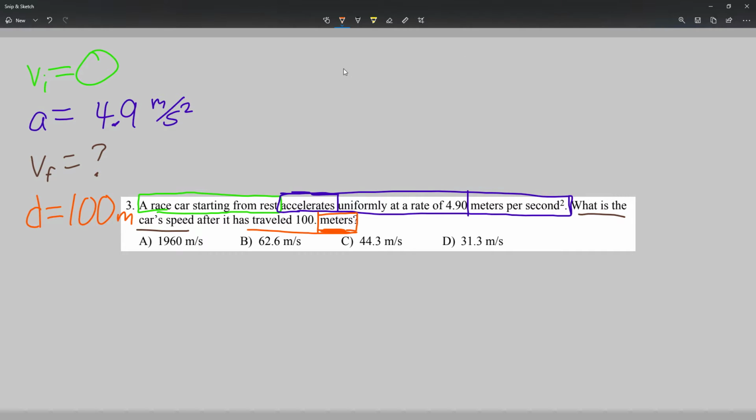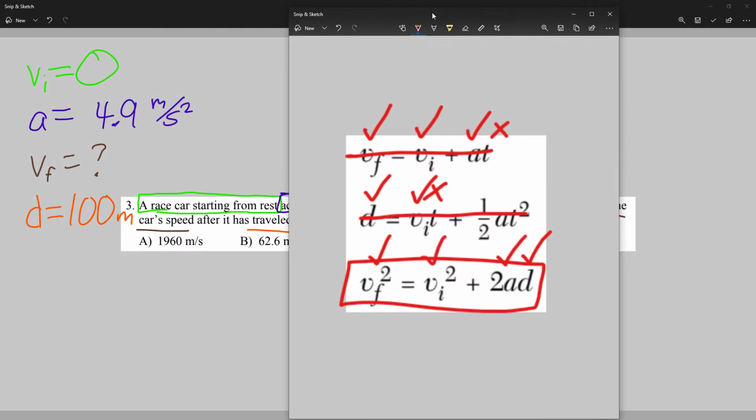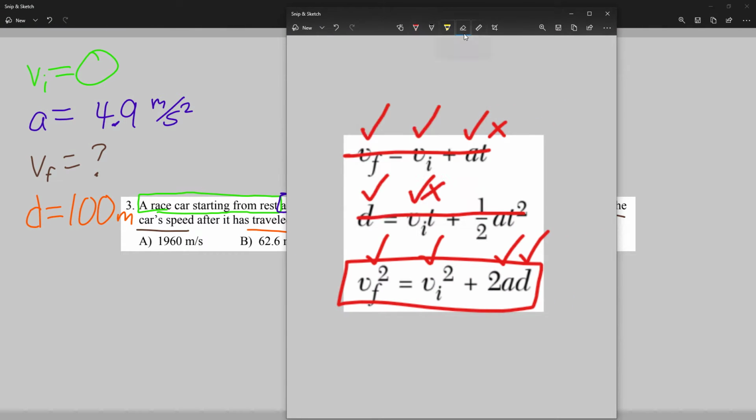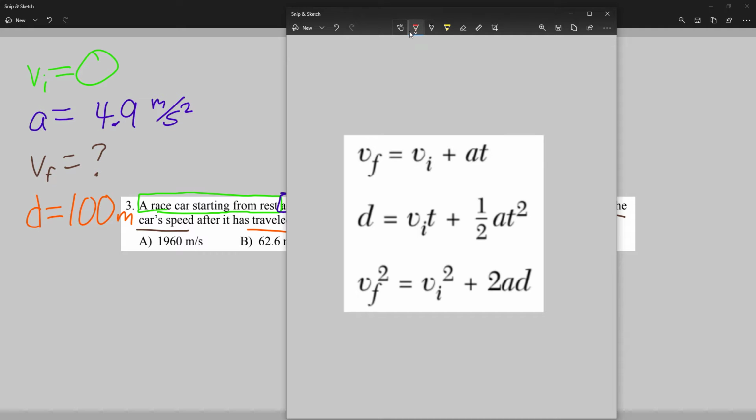So now we solve the problem. Again, we go to our formulas. Erase all of this. So let's look at the first one. VF, do we have it? Are we solving for it? Sure, we are. VI, we have VI, we have A, and well, we don't have T. Right, and again, we don't have T here, so we can't use either of these formulas.